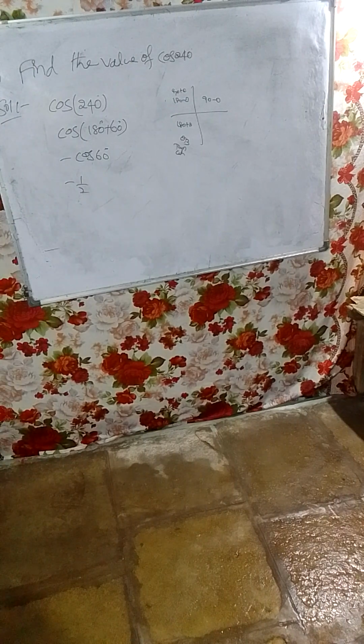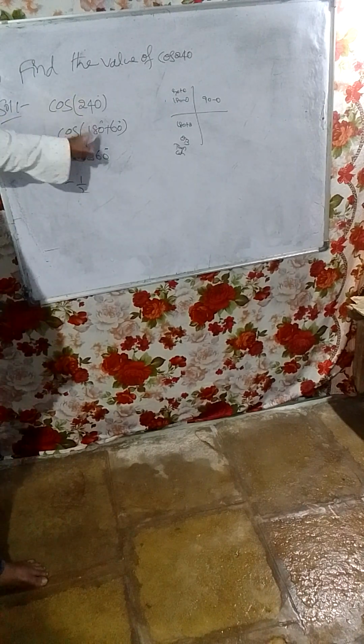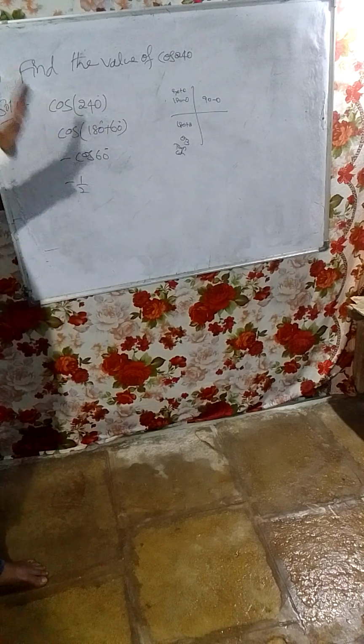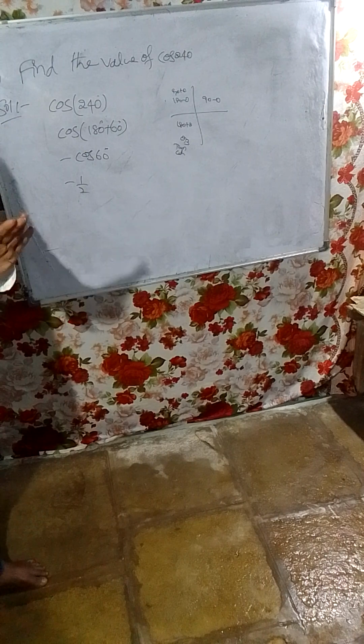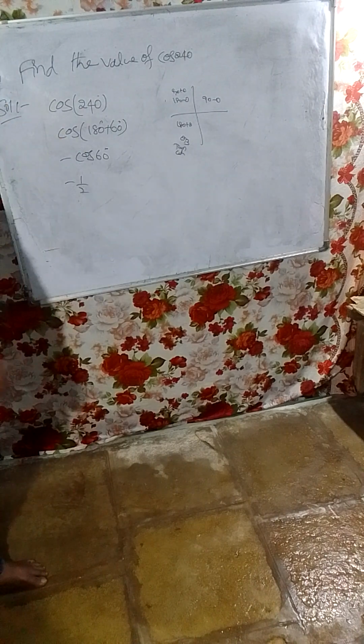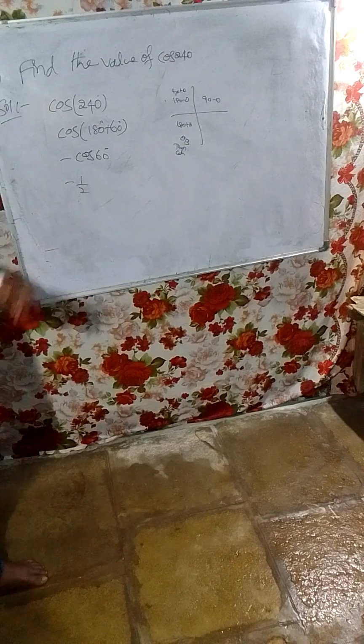Find the value of cos 240. Cos 240 is cos of 180 plus 60 degrees. 180 plus is the third quadrant. For 180 the function does not change, but in the third quadrant tan and cot are positive, the remaining are minus. Cos 60 is 1 by 2, so the answer is minus 1 by 2.